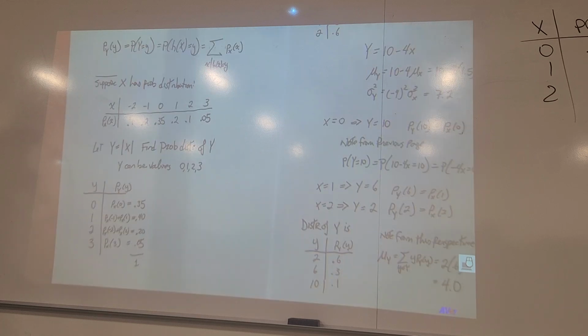So right now we have the absolute value of x. If this was something like x squared, the probability that y is 1 would be x is -1 or y is 1. But then the probability that y is 4 would be x is -2 or +2. That's 100% right.